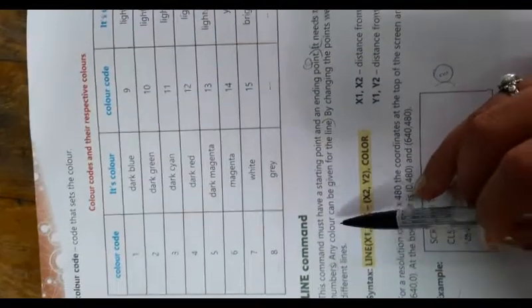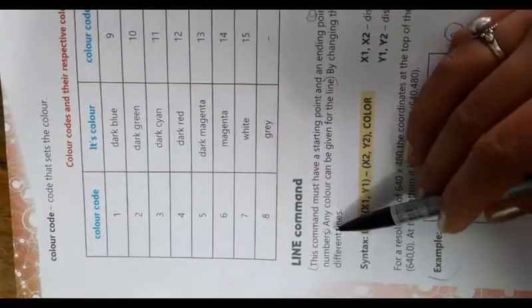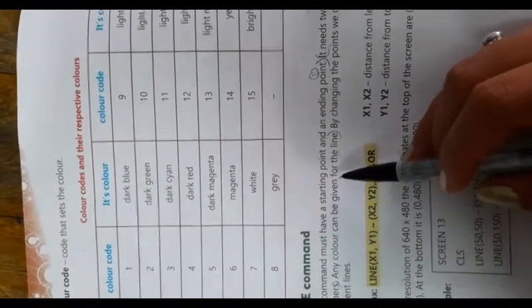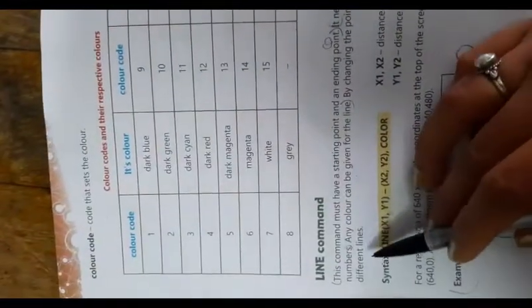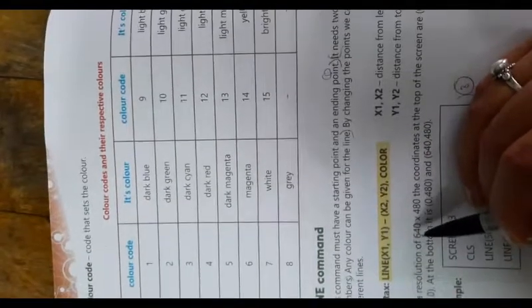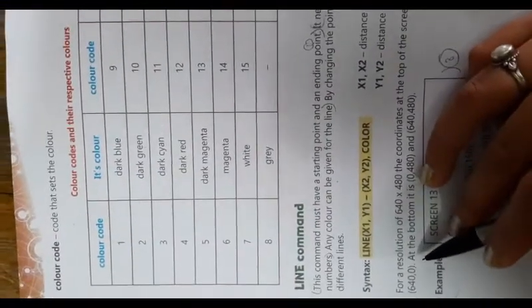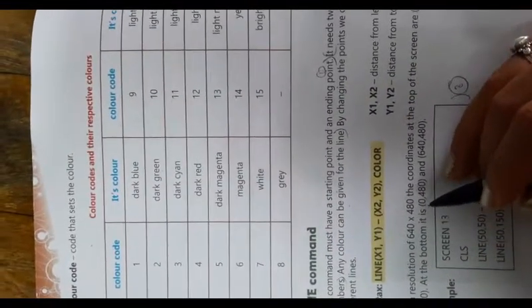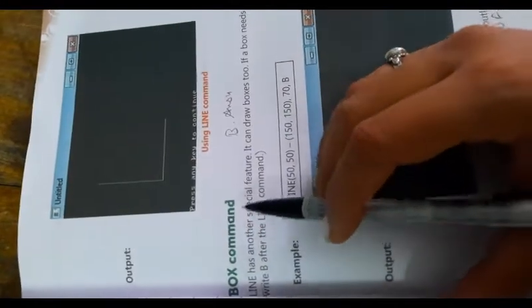Line command. This command must have a starting point and an ending point. It needs two sets of numbers. Any color can be given for the outline. By changing the points, we can draw different lines. For a resolution of 640 by 480, the coordinates at the top of the screen are 0, 0 and 640, 0. At the bottom are 0, 480 and 640, 480. Example.